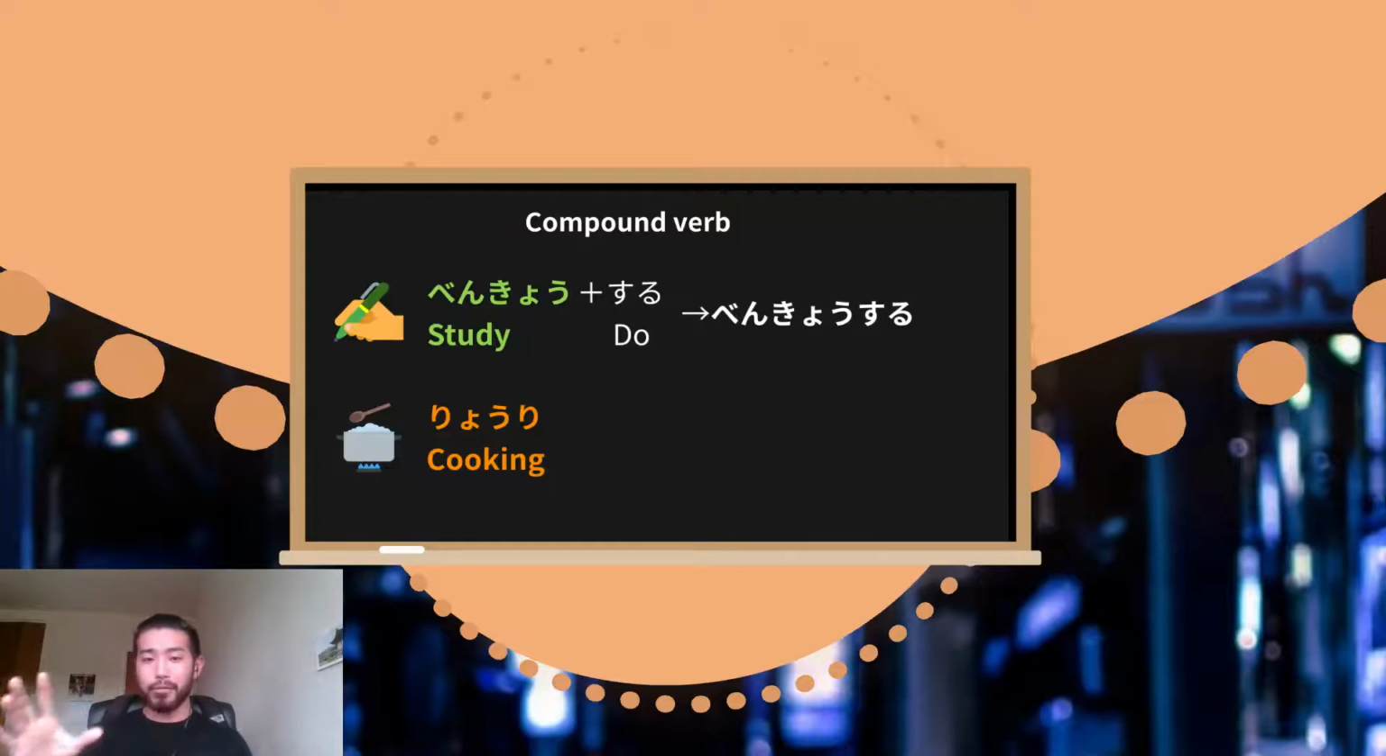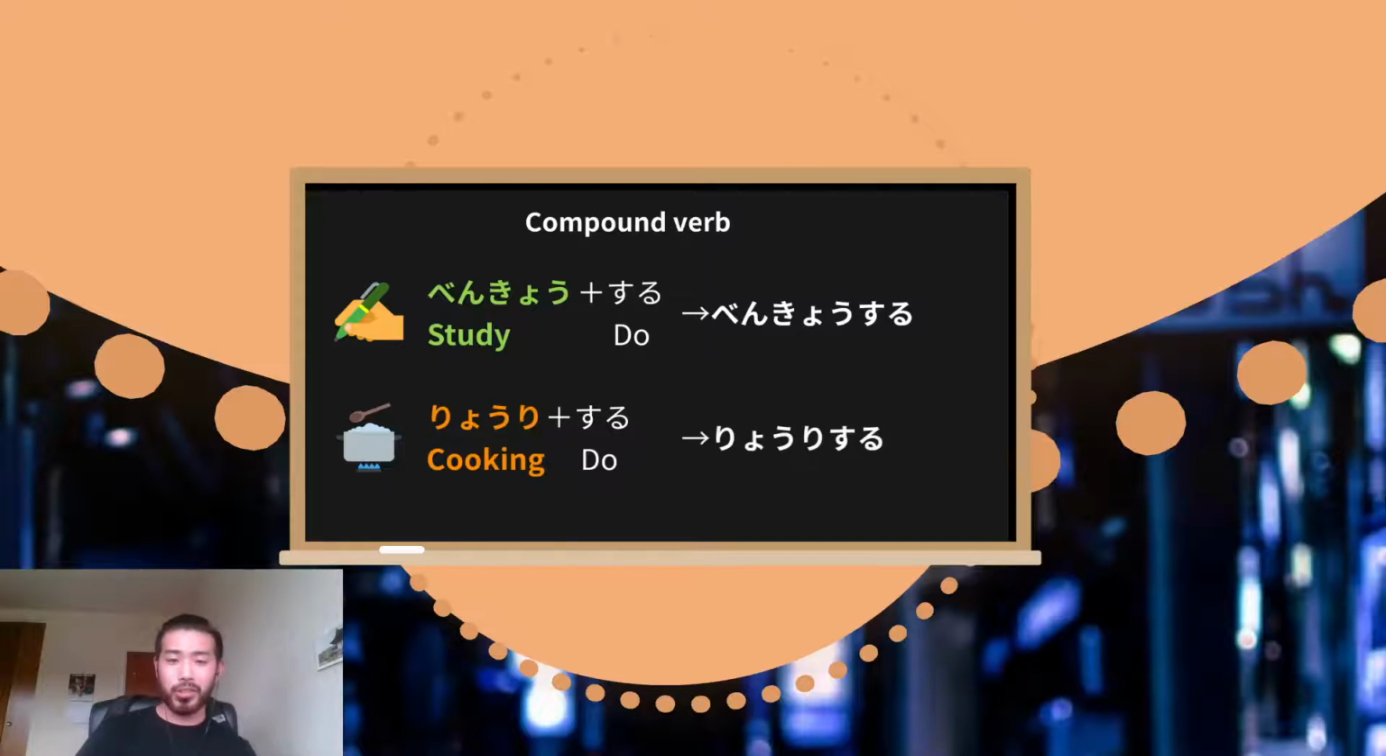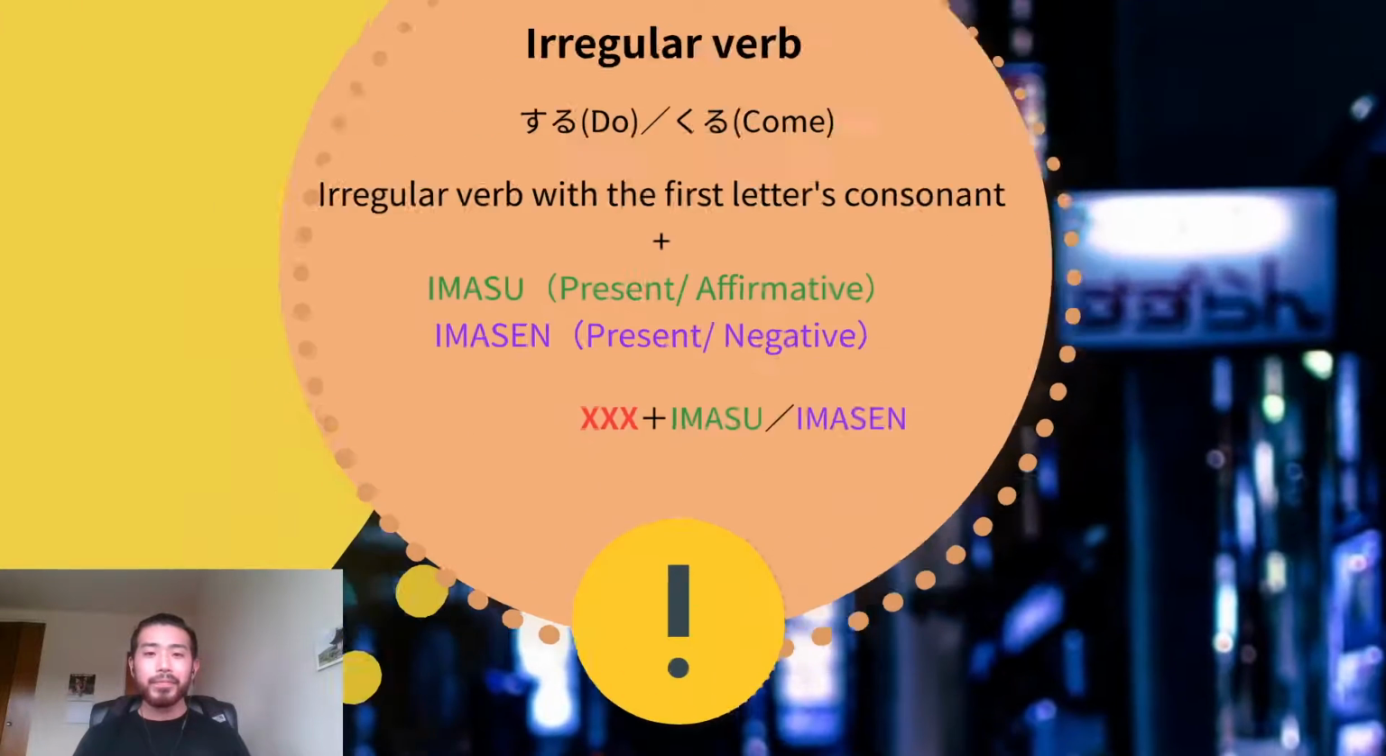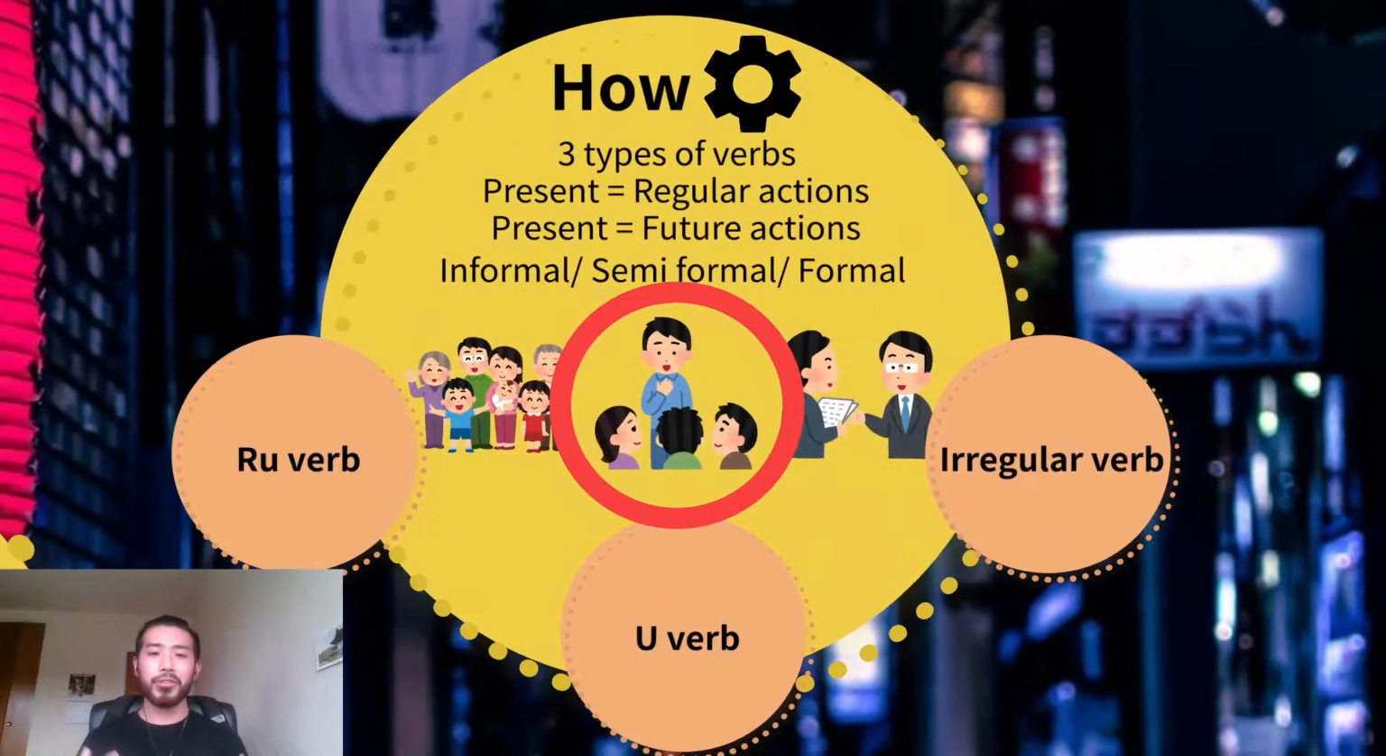Okay, so when you conjugate, it's going to be 勉強します. Then 料理する, to cook, 料理します. I cook. So just because they have suru at the end of the verb, they are also irregular verbs. But simply, you just need to conjugate suru at the end. Okay, so that's how to conjugate Japanese verb, present tense and future tense.